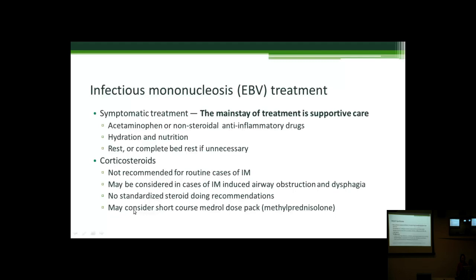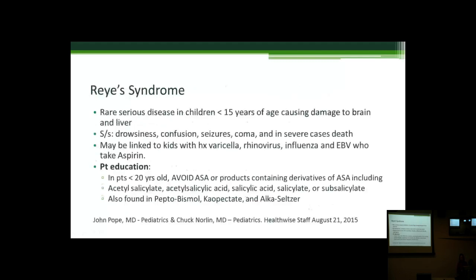Okay. Now, Reye syndrome is an unfortunate condition that can develop as a result of the use of aspirin products when a patient is currently infected with a virus. And it includes mono, rhinovirus, influenza, varicella. If they use aspirin, some patients do develop this condition. And it can cause, unfortunately, some permanent damage, including brain and liver. Symptoms would be drowsiness, confusion, seizures, coma, or sudden death.